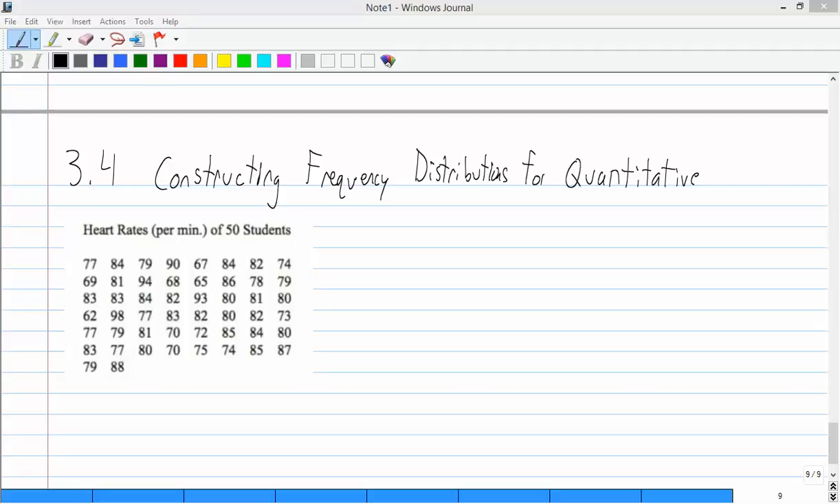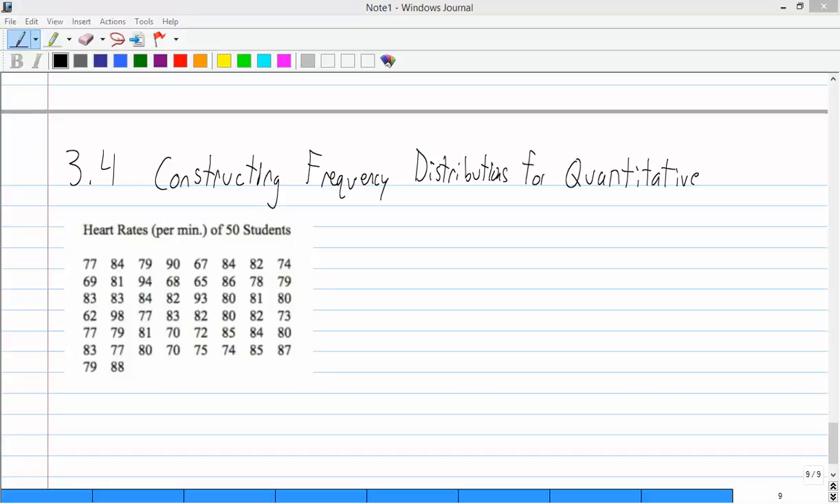Now, if this had been heart rates of maybe 500 people, and it ranged from 50 to 120, then maybe we would want to pick more than 5 or 6. Then maybe 10 would make sense. But given this data starting around 60 and ending around 90, I would say that 5 would be a good number. So first you pick the number of classes that you want in your set of data.